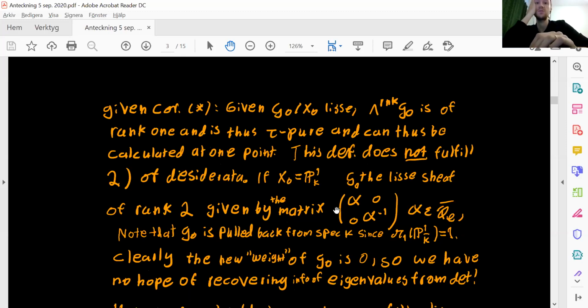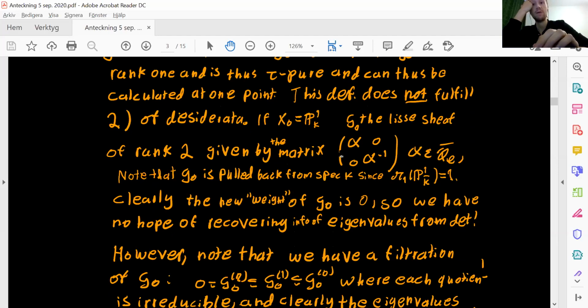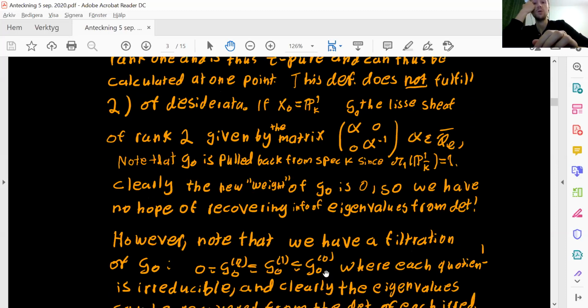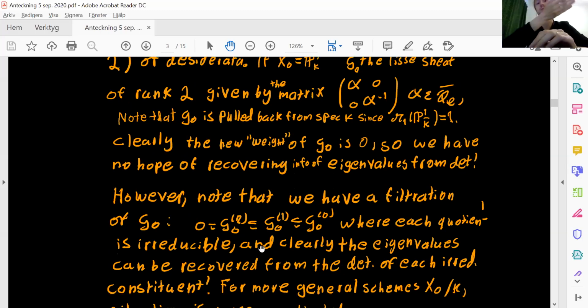And by looking at this example, we see there is some way we can actually recover the eigenvalues from this thing. Above here, we have a filtration of our sheaf G0. First, we have 0, which is defined as G2,0. It's a subobject of G1,0 and G0,0. And here we have that each quotient is irreducible. And we can see that the eigenvalues can be recovered from the determinant of each irreducible constituent. That is, when I have this Jordan-Hölder series, I can look at the quotients, and if I take the determinant of each of those, I can recover the eigenvalues. So in this particular example, if we just tweak this idea a bit, we can recover the eigenvalues.